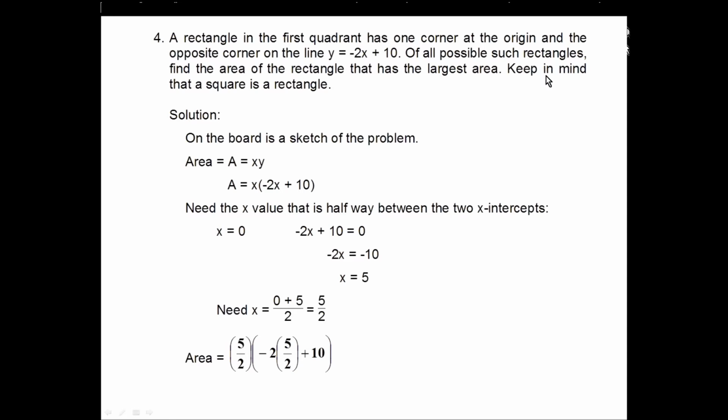The area, because we're looking for the largest area: 5 halves times negative 2 times 5 halves plus 10. The 2's cancel here. So I have 5 halves times negative 5 plus 10. Negative 5 plus 10 is 5. So I get 25 over 2. So it's 25 halves, or if you prefer, 12.5 square units. There's nothing up here that says I can't use mixed numbers or decimals. Now, this is not a square, right? Because x and y did not work out to be equal. Remember, this one was x and this one was y. The x is 5 halves. The y is 5. It's not a square.